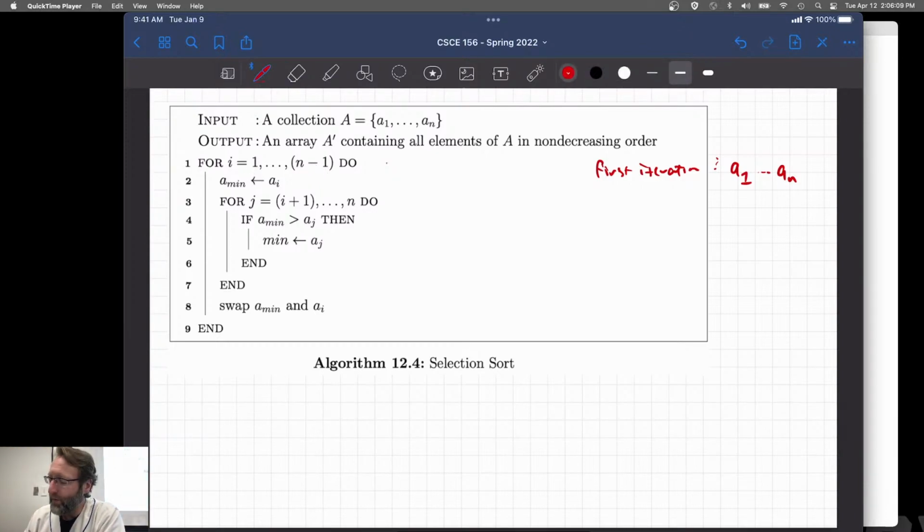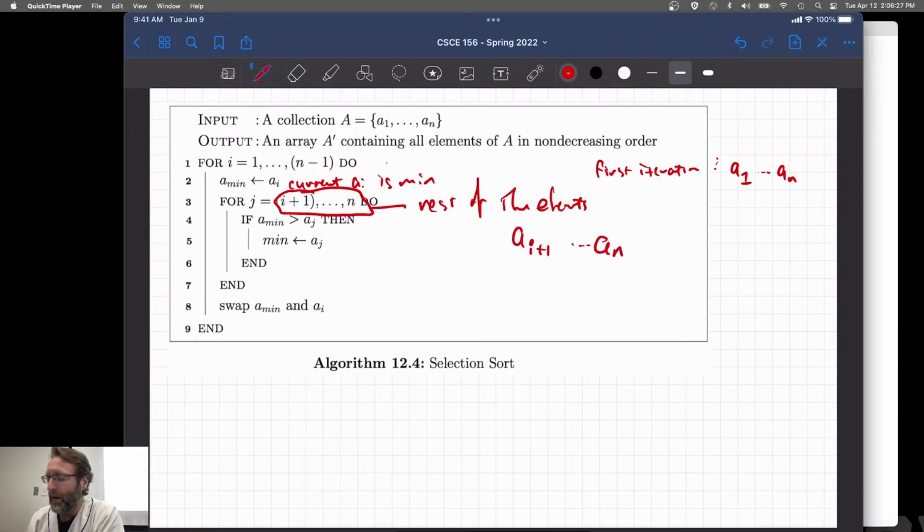How do we go about finding the minimum? We'll assume that the current A sub I is the minimum, and then look at the rest of the elements, A sub I plus 1 through A sub n. If you ever find something that's smaller, then you update your min index, and that's what this is doing right here. At the end of that inner for loop, you swap A sub min and A sub I. There's a walkthrough of the actual algorithm.